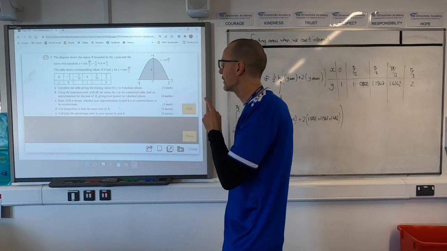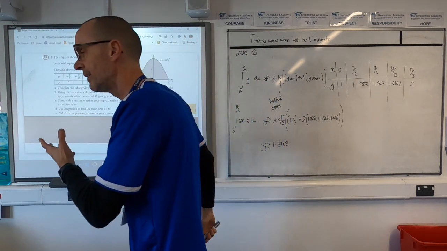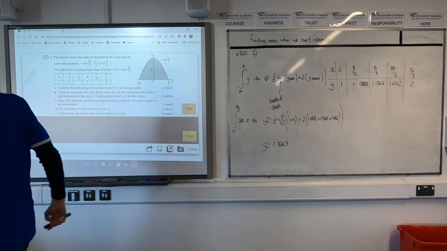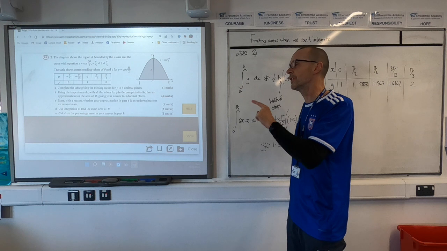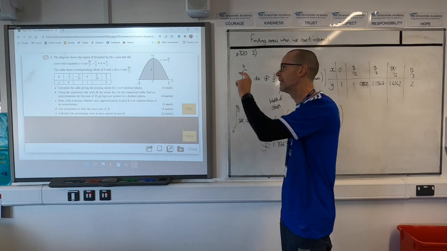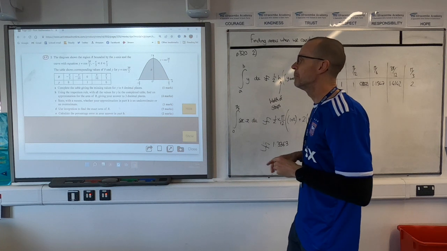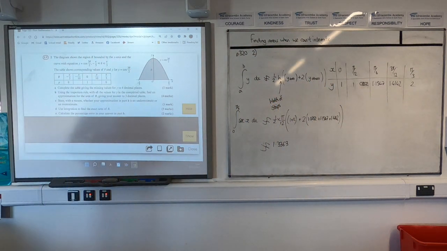I can integrate the cos of 5 pi over 2. I can integrate cos theta. Cos theta becomes sine theta when I integrate it. So the cos of 5 over 2 theta is sine of 5 over 2 theta divided by 5 over 2, what you get when you differentiate the bracket. But in this case, we're asked to do it using the trapezium rule.